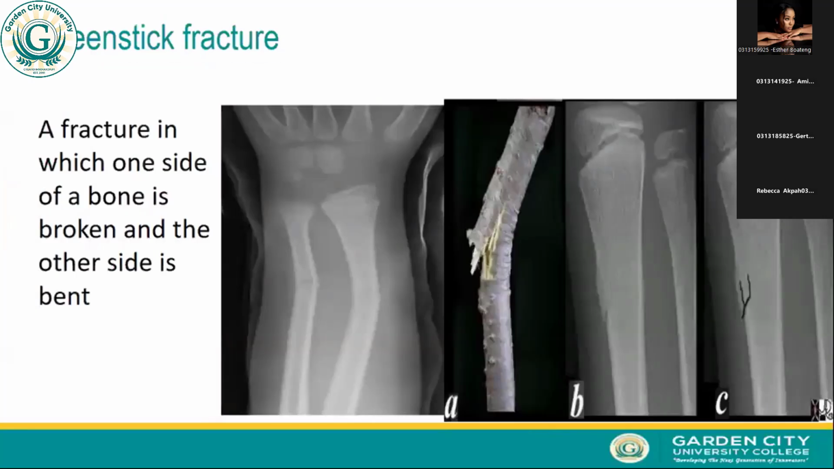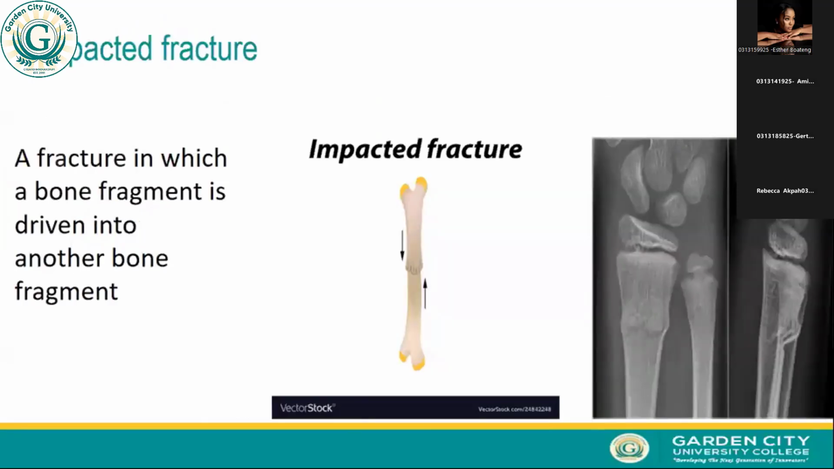Then we have the greenstick fracture here also. As I said earlier, one for the pediatrics as well. One side is broken, so one cortex is broken, the other side is bent. Then we have the impacted fracture. One end overlaps in each other, a fracture in which a bone fragment is driven into another bone.